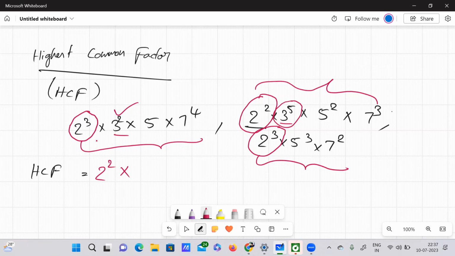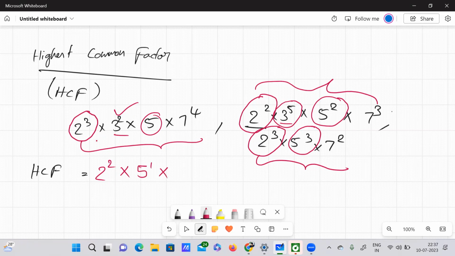And what is the next number? That is the 5 here. So the least power is nothing but 1, right? So we can at least expect 5 to the power of 1 in every set. So here we have 5. Here also in 5 square we can expect 5 to the power of 1. Here also in 5 to the power of 3 we can at least expect 5 to the power of 1. So I'm taking 5 to the power of 1.